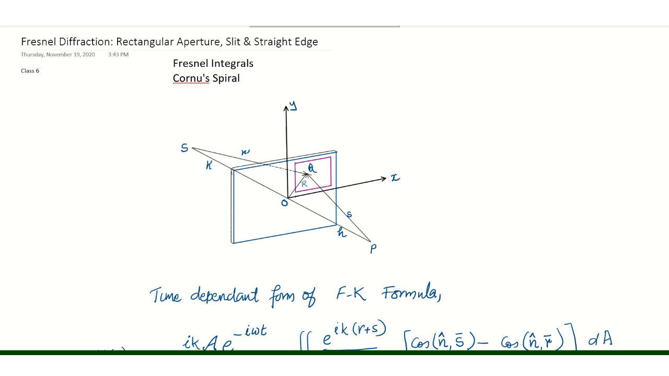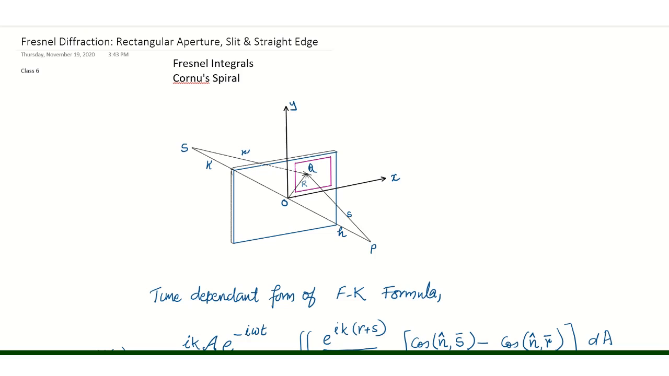Because for a rectangular aperture, if you extend the aperture width to infinity in one direction, it becomes a slit. And if you remove one of the plates that makes a slit, that becomes a straight edge. And therefore, we start with the rectangular aperture. We will see Fresnel integrals and also a very interesting construction that's called a Cornu's spiral.